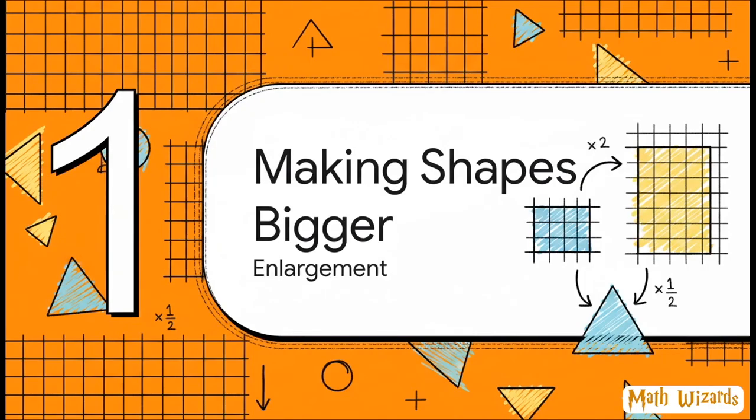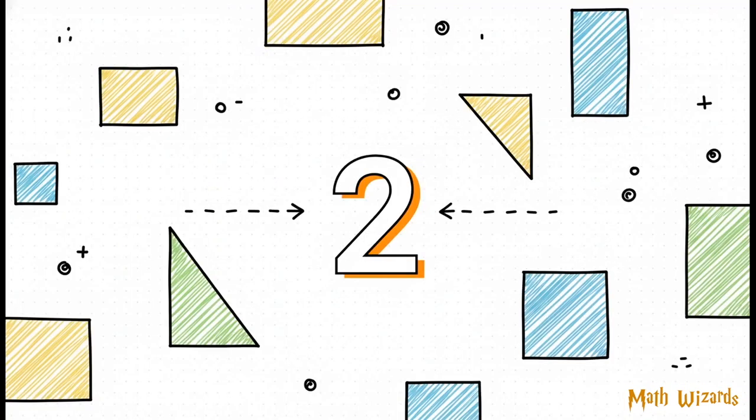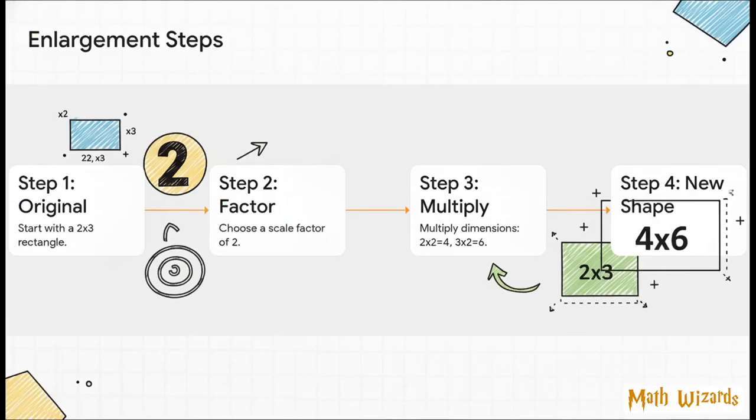Okay, let's see this thing in action. First up, we're going to look at how to make shapes bigger. This is called enlargement. It's exactly what you do when you zoom in on your phone. So for our first example, our scale factor is going to be 2. Now, here's the first big rule. Since this number is bigger than 1, you already know the shape is about to get bigger. It's that simple. All right, let's walk through it.